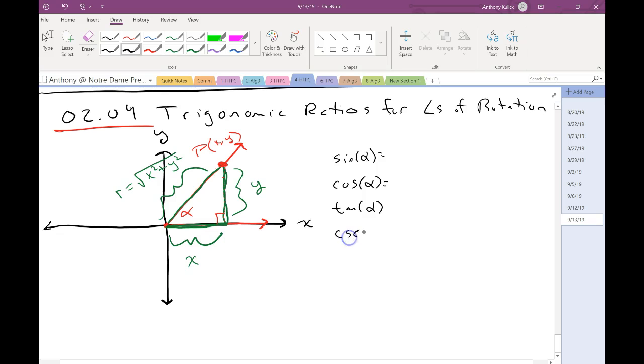So now I can update my definitions of sine, cosine, tangent, cosecant, secant, and cotangent in terms of this new figure. Sine is opposite over hypotenuse, so that's y over r. Cosine is adjacent over hypotenuse, that's x over r. Tangent is opposite over adjacent, that's y over x. Cosecant is the reciprocal of sine, so that's r over y. Secant is the reciprocal of cosine, so that's r over x. And cotangent is the reciprocal of tangent, so that's x over y.